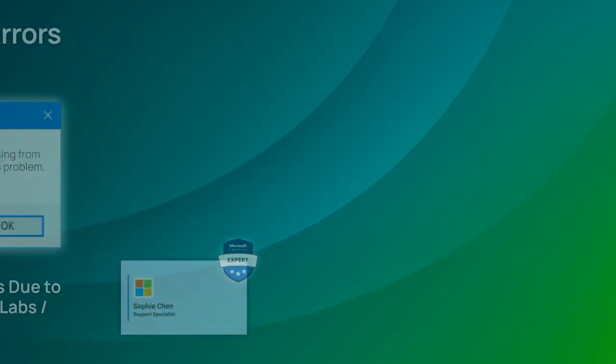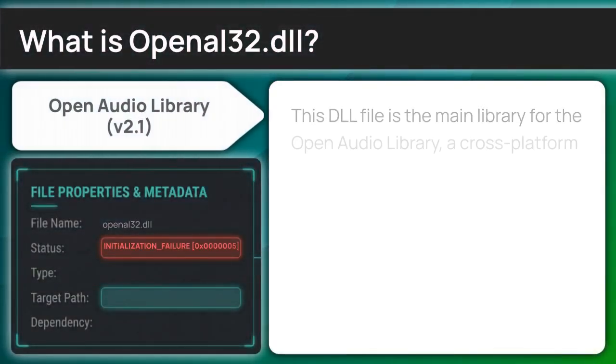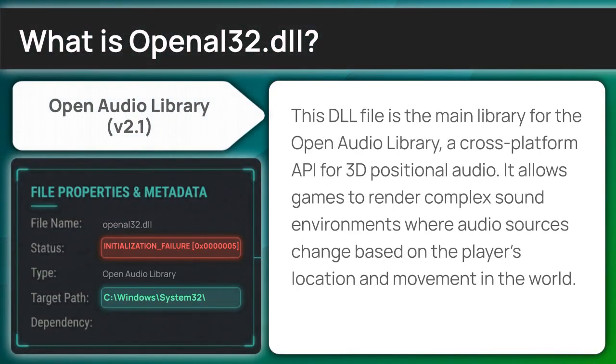This DLL file is the main library for the Open Audio Library, a cross-platform API for 3D positional audio. It allows games to render complex sound environments where audio sources change based on the player's location and movement in the world. With the explanation out of the way, let's refresh the affected files.